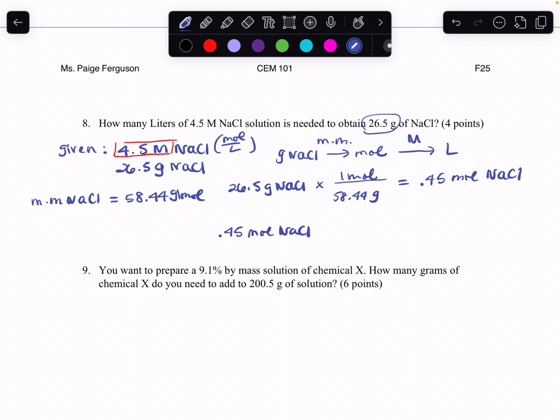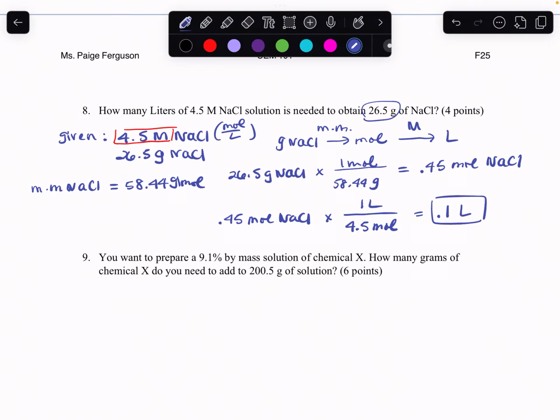And now I'm going to use that molarity, right? That 4.5 moles per liter, because I want liters. So put that in the numerator and put your 4.5 moles on the bottom. And when I divide, I get 0.1 liters. Crazy, right? Incredible. So there's that. Another good comprehensive question. I enjoy these. Sorry if you guys don't.